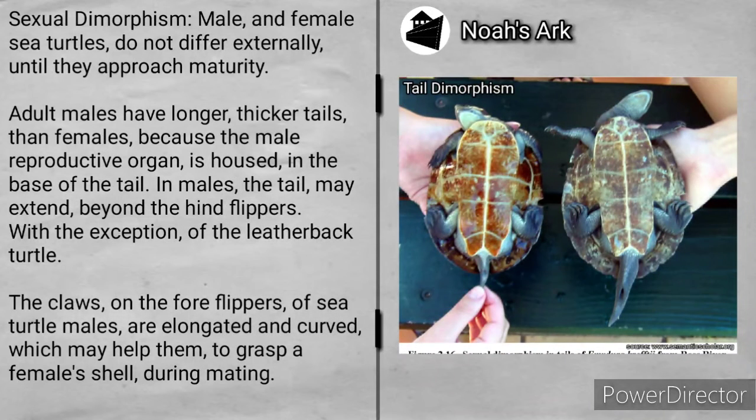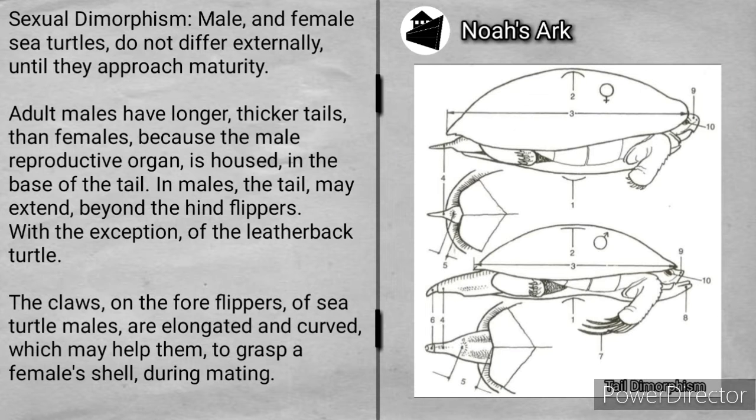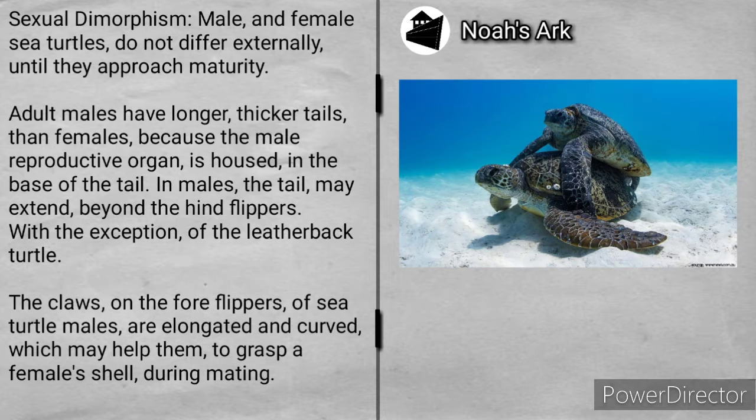Sexual dimorphism. Male and female sea turtles do not differ externally until they approach maturity. Adult males have longer, thicker tails than females because the male reproductive organ is housed in the base of the tail. In males, the tail may extend beyond the hind flippers, with the exception of the leatherback turtle. The claws on the fore flippers of sea turtle males are elongated and curved, which may help them to grasp a female shell during mating.